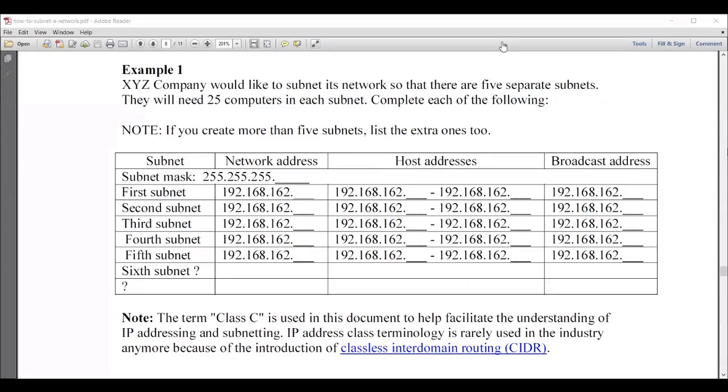So first, if you have found it, yes, correct. Lahiru, correct. That is the prefix, now it is 27. Why? Because you have borrowed 3 bits for subnetting. So therefore now the extended network prefix is 27.